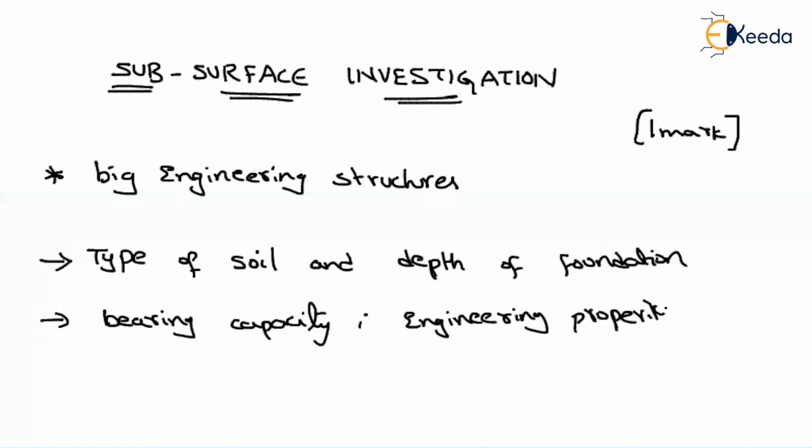Based on these engineering properties, every type of soil's strength is represented by two parameters. One is shear strength and another one is the angle of friction, C and phi. So if we know C and phi values, based on that, we can estimate the bearing capacity.